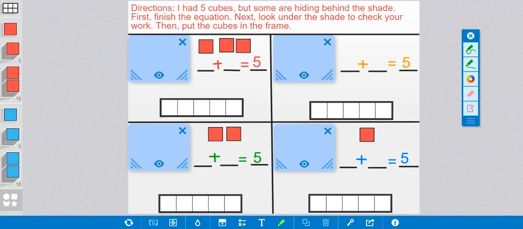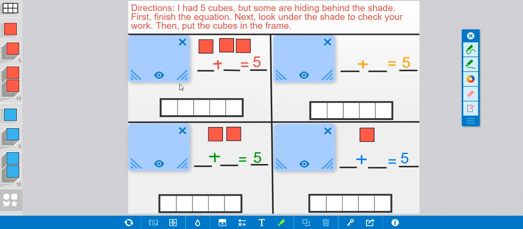Hi boys and girls, today we are going to play cubes in my hand. But since we're not at school, the cubes aren't going to be in my hand, they're going to be in my shade. So I'm going to read the directions, so make sure you listen very carefully so you know how to play. The directions say, I had 5 cubes.